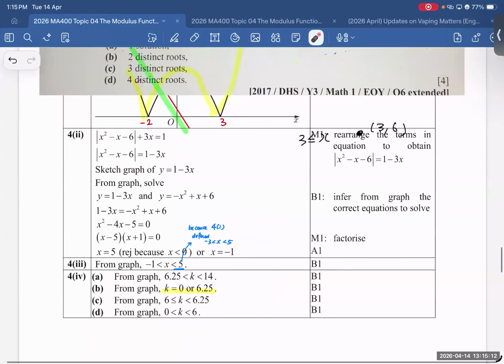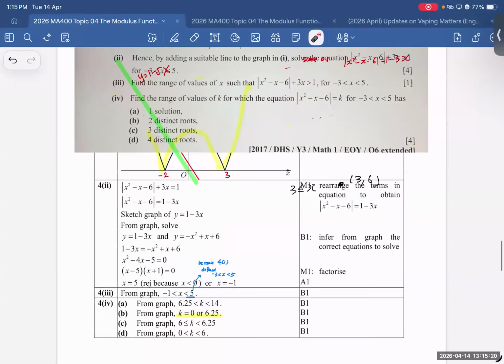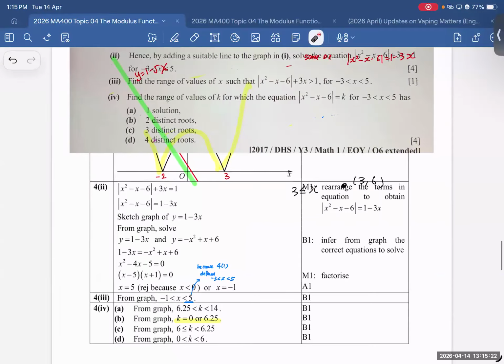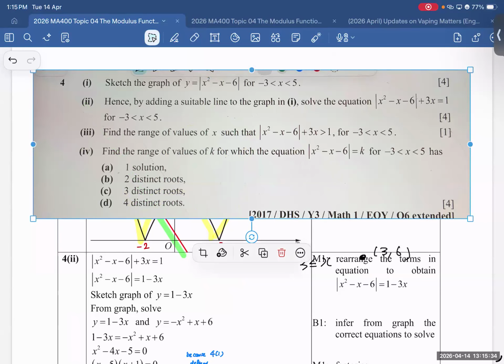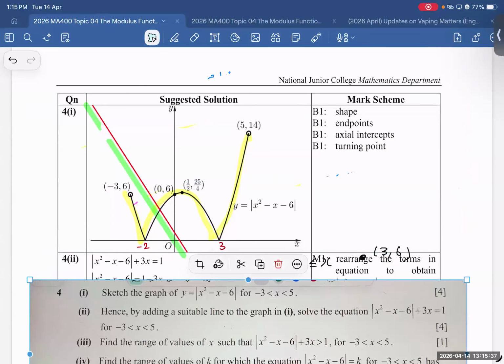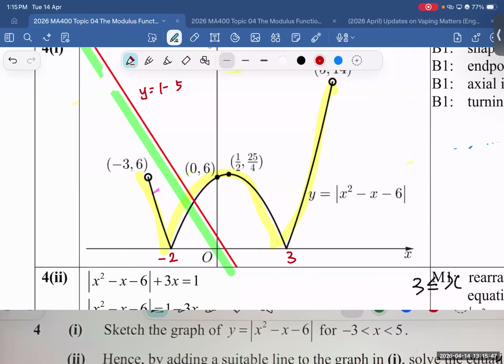So the question did ask us to draw the graph, so you're using the graph to help you see where your answer is. How do I know that it doesn't touch? Minus 3 and 6. The left side yellow, are you referring to here? This is just sketching a line, y equals 1 minus 3x.